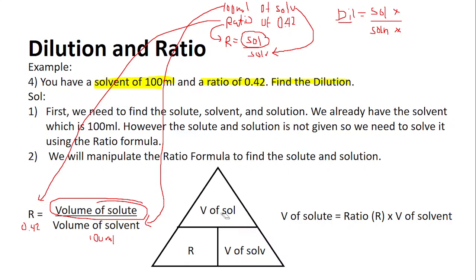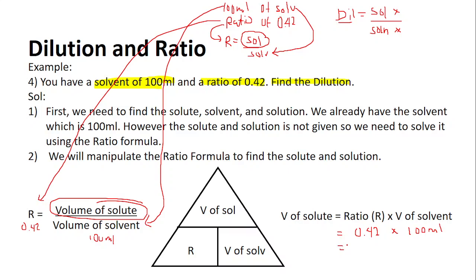Again, volume of solute, para ta daw mahanap ini siya, imo-multiply lang naton si ratio tag si volume of solvent. Amo lang ito kadali class, may solute ka na. So, solute is equal to ratio times volume of solvent. So, let's solve for volume for the solute. So, ratio is equal to 0.42 times 100 ml. So, 0.42, ikuha ko lang ang calcio ko.